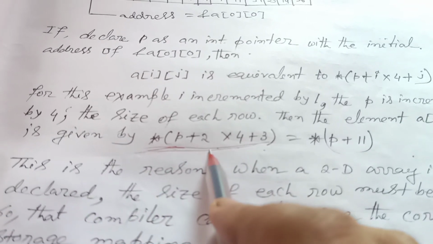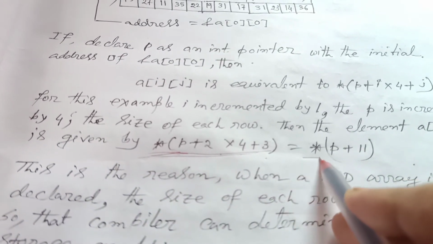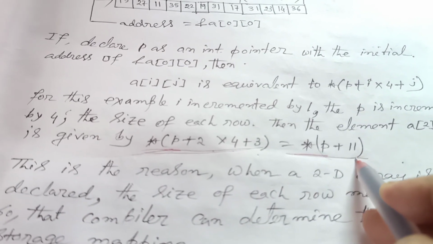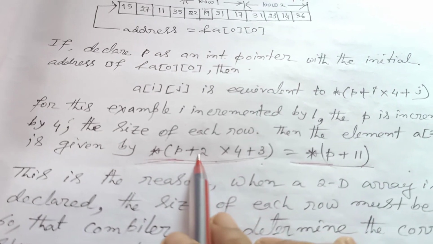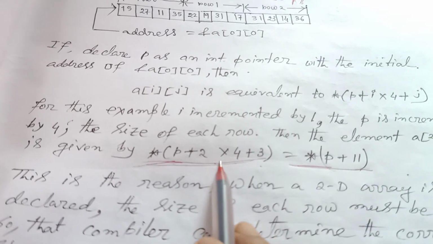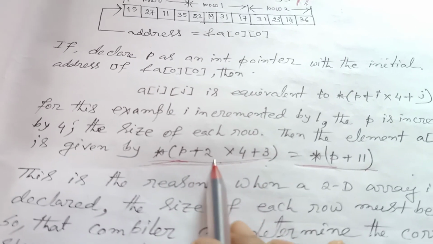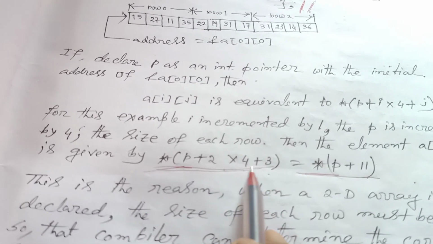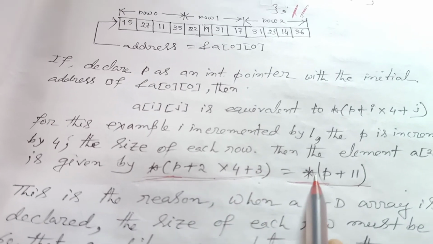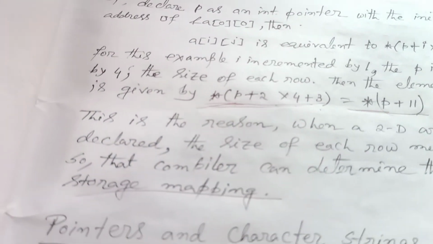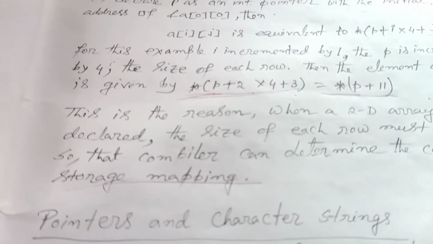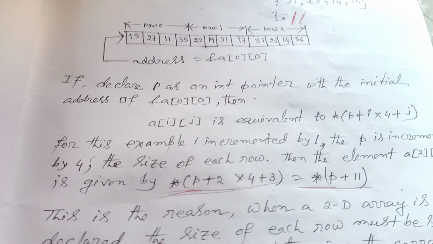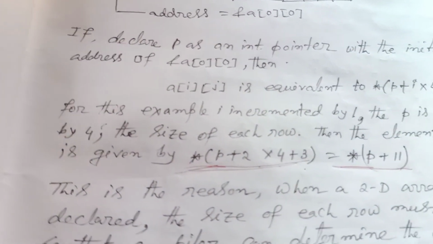Okay, so the address value by the pointer is taken as pointer p plus 11, because it is 2 into 4, plus 3. So 8 plus 3 is 11. So pointer p plus 11. So in this way, a two-dimensional array can use the pointer.